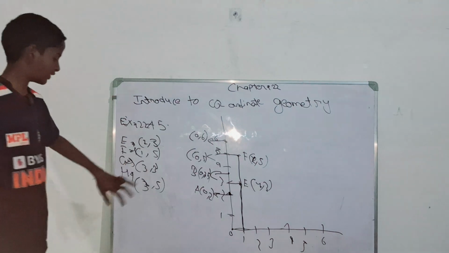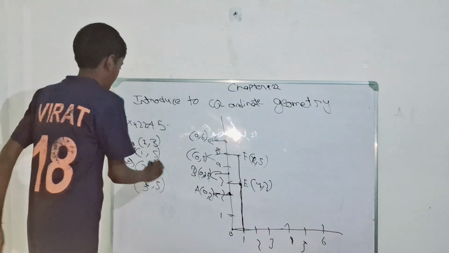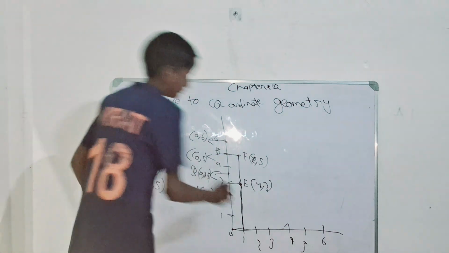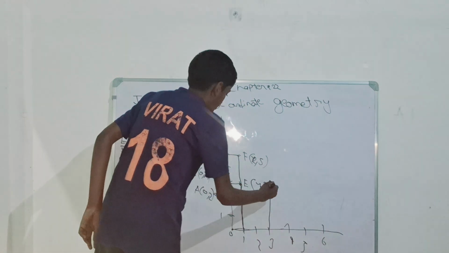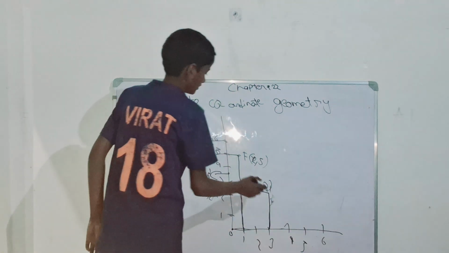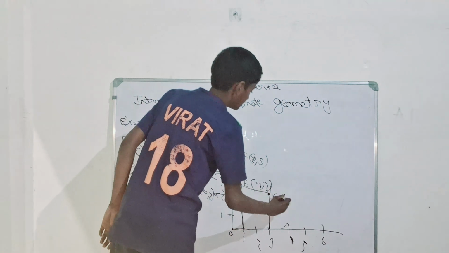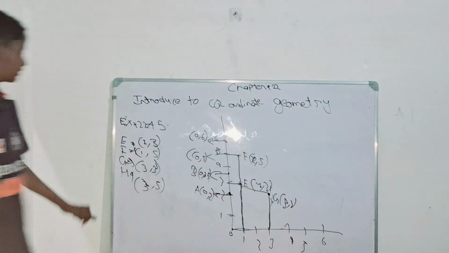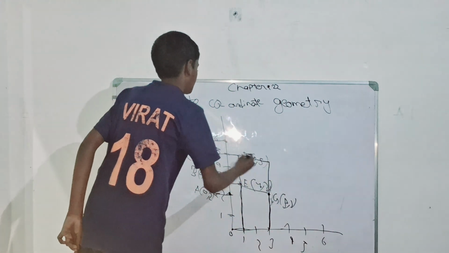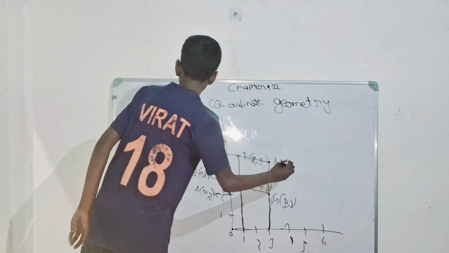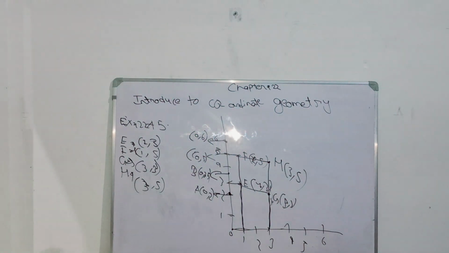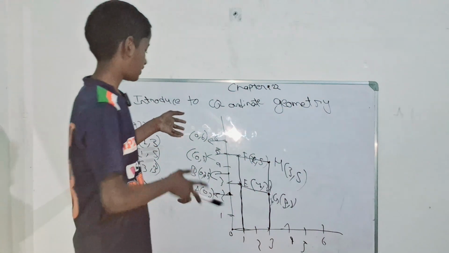After that, G, where the values are the same: abscissa 3 and ordinate also 3. So we go up, and this is G: 3 and 3. The last value is 3 and 5. So we go up from 3 and meet at the point, and the point is H: abscissa 3 and ordinate 5. So this method is used for plotting.